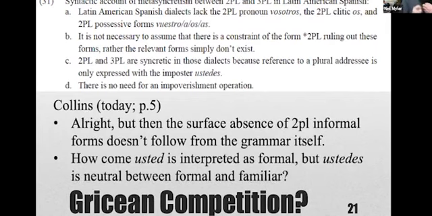Another question is, how come the singular usted is interpreted as formal, but ustedes is neutral between formal and familiar, right? So there's an obvious sort of Gricean answer to that question that Chris could appeal to. In the plural, there's no competing familiar pronoun like tú or vos, right? And Chris is nodding, so I take it that he would be fine with embracing that account. But what I'm then left wondering is why Chris is okay with competition, so long as it's at the semantics-pragmatics interface and not at the morphophonology interface.